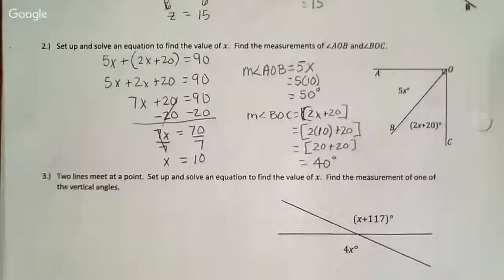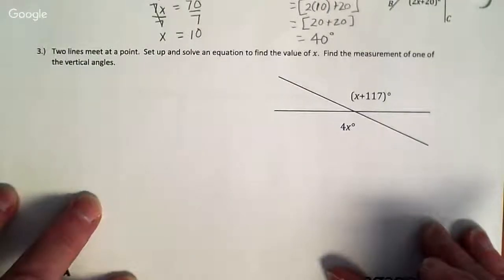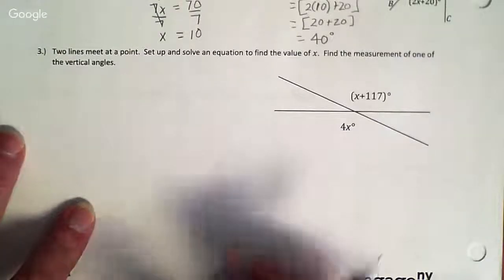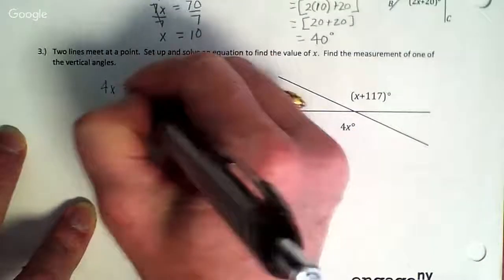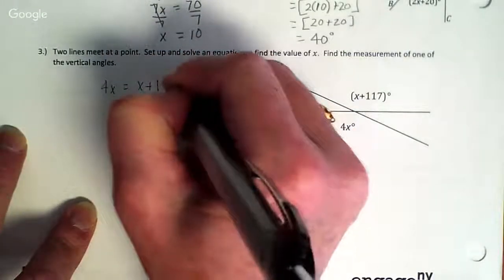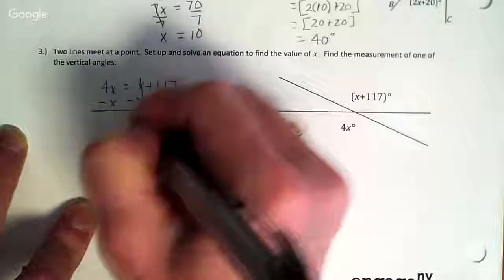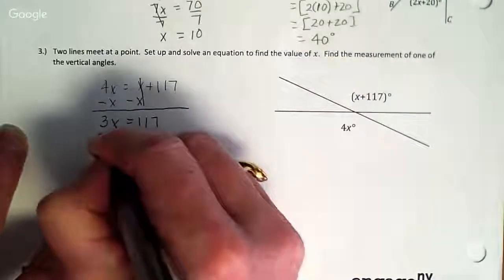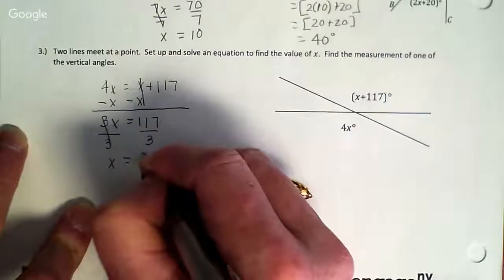Our last one for this lesson, ladies and gentlemen. This is 2 lines meet at a point. Set up and solve an equation to find the value of x. Find the measurement of one of the vertical angles. So we have 4x equals x plus 117. Subtract x from both sides. We have 3x equals 117. Divide both sides by 3. So x is going to equal 39.